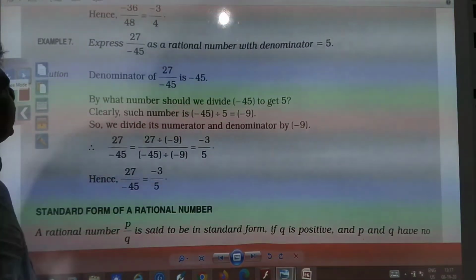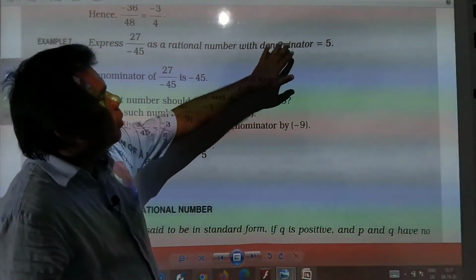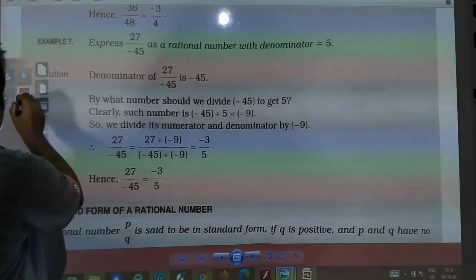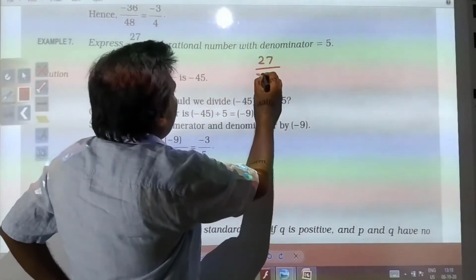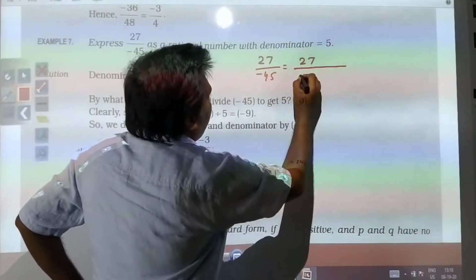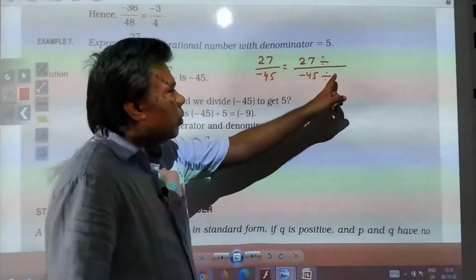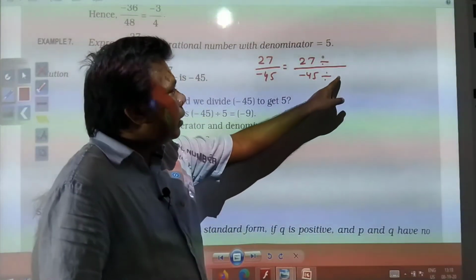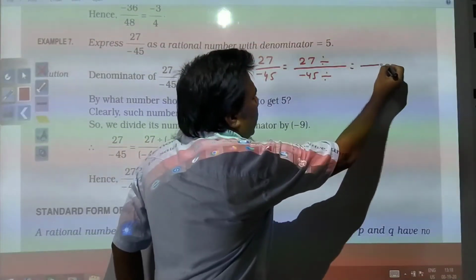Then you have: express 27 by minus 45 as a rational number with denominator equal to 5. Here you see 27 by minus 45. What number is required over here, so that if you divide minus 45 by that number you will get 5? That you need to find out.